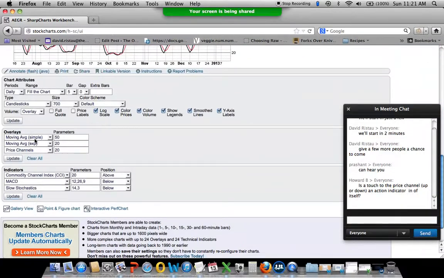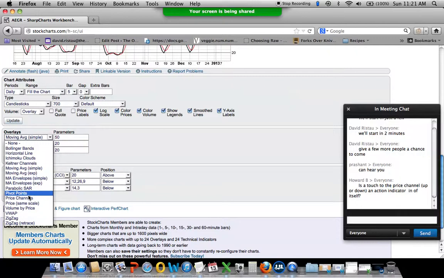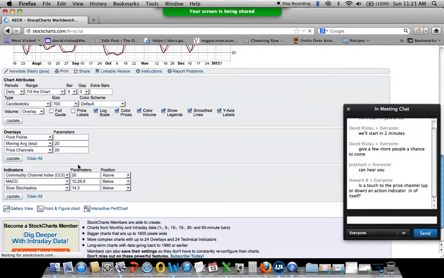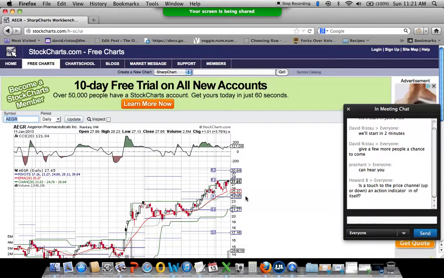I think there's a pivot point. Let's look at that. If I remember correctly, there's a pivot point. Yes, there it is. All right, so that's crazy that I remember that. Okay, so there was an R1 pivot point at 28.11. Yep. So I was looking for the break above 28.11. It did break above, and this was a failed breakout.